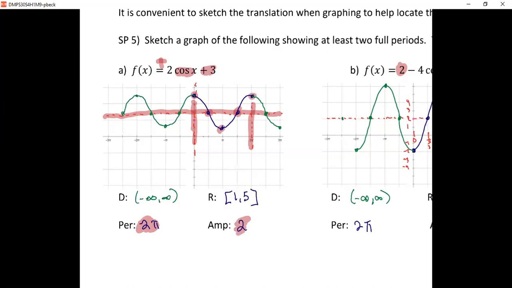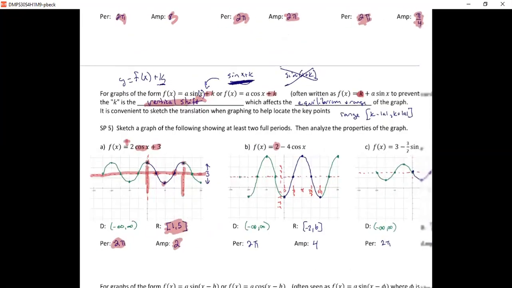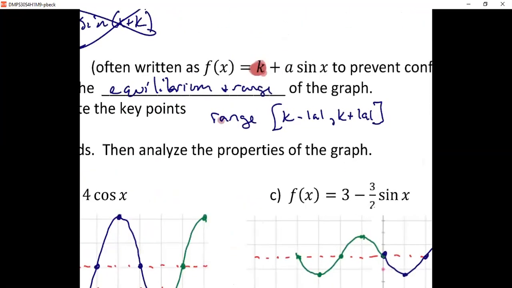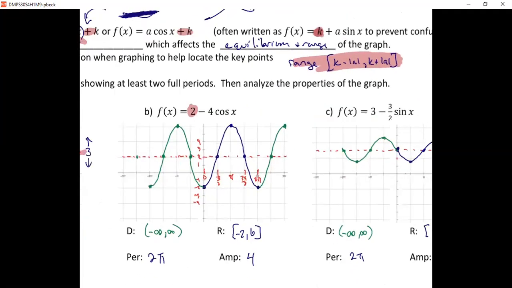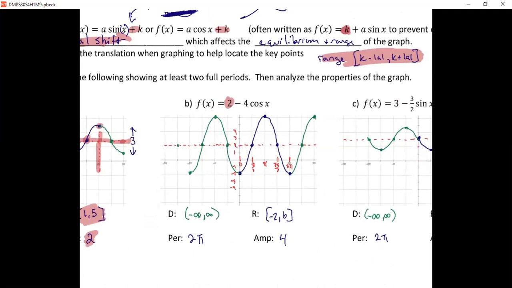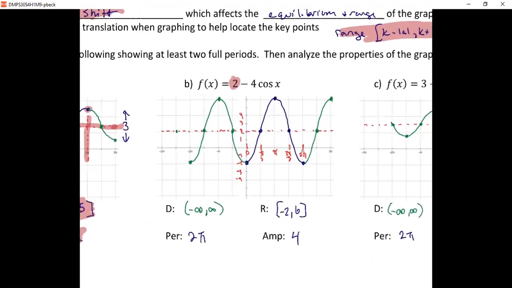Our range is now going to be affected. So from our equilibrium of 3, in essence, we're going to go up 2 and then down 2. So that's why our range goes from 1 to 5. If you really wanted to, you could create a formula for this. You could say our range is always going to go from k minus the magnitude to k plus the magnitude, or amplitude, we can call it that too. I don't like to focus on that as a formula as much as the idea. If you can mentally create that, you're in much better shape than memorizing it.